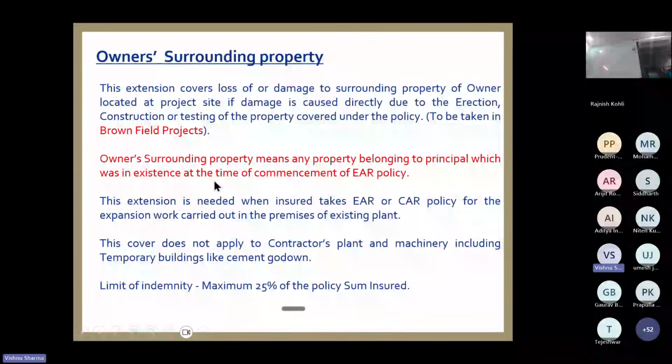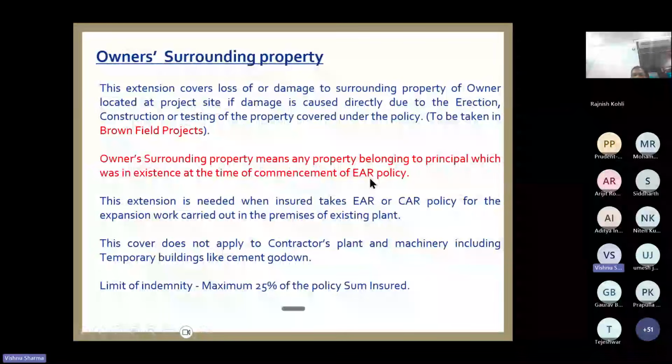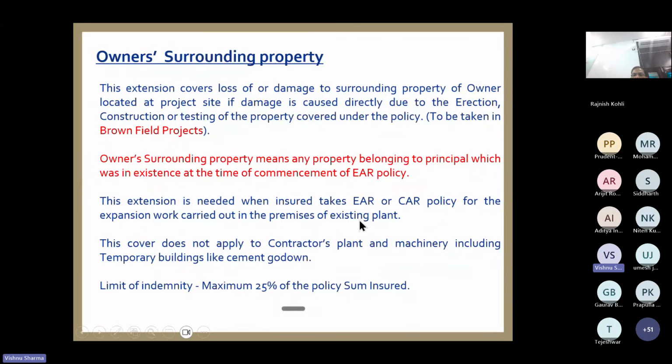Now, this red portion I have highlighted intentionally. What do we mean by owner surrounding property? Owner surrounding means any property belonging to principal which was in existence at the time of commencement of ER policy. When he started the ER policy, whatever property was there at the construction site at that time will be taken as owner surrounding property. This extension is needed when the insured takes CR policy for the extension work.